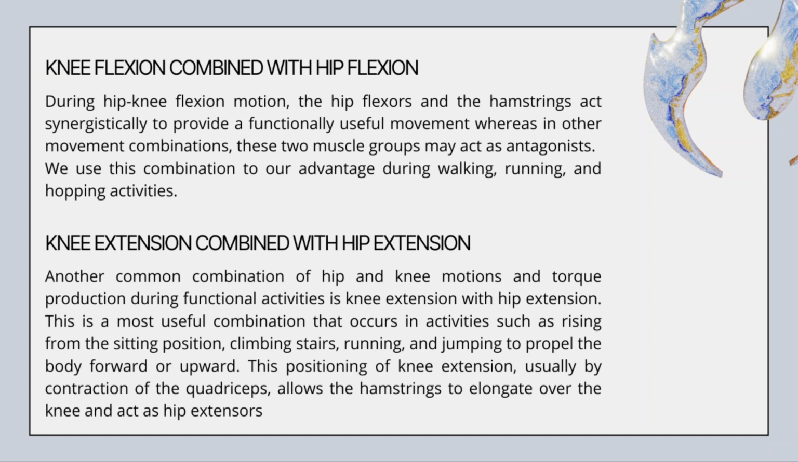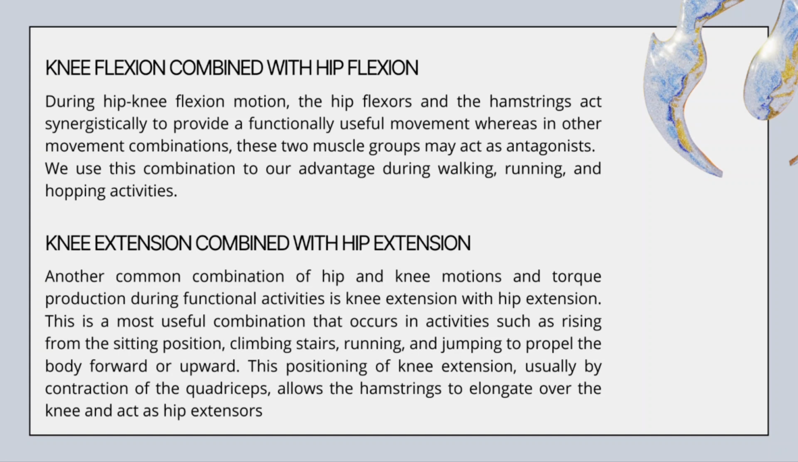Knee extension combined with hip extension. Extend si knee and mag-extend din ng hip. Another common combination of hip and knee motions and torque production during functional activities is knee extension with hip extension, of course. This is a most useful combination that occurs in activities such as rising from the sitting position, climbing stairs, running, and jumping to propel the body forward or upward.